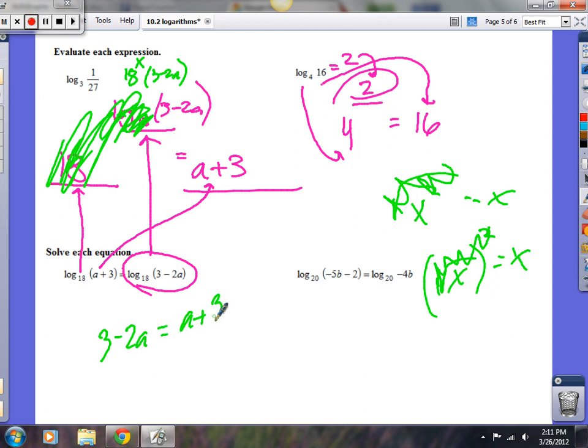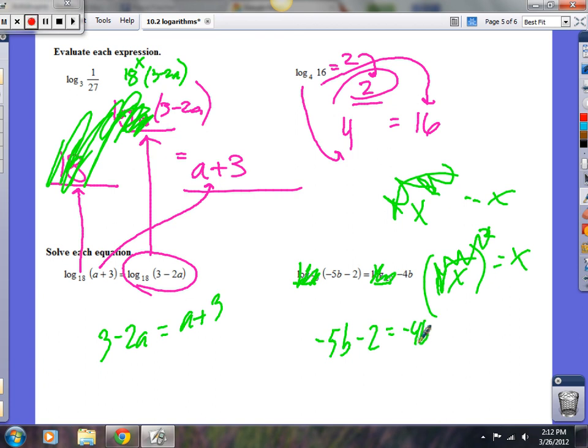So anytime your base is the same thing as the base of the log that you raise it to, they cancel out. So look at this one on the right. Look at log base 20 equals log base 20. What's going to happen to those log base 20? They are going to cancel each other out. They're inverse operations. So on this one, you're just going to have negative 5b minus 2 equals negative 4b. And then you just solve for the variable.